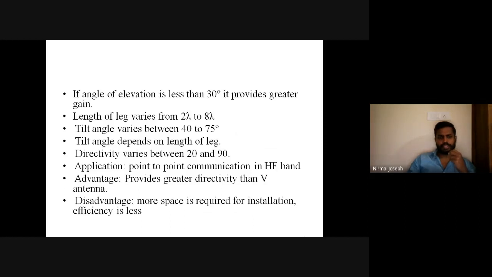Then some general points. If the angle of elevation is less than 30 degrees, it provides greater gain. That is a general characteristic of this antenna, the normal observation. The length of the leg varies from 2 lambda to 8 lambda, where lambda is the wavelength of the operating frequency. The minimum length of the leg should be 2 lambda and the maximum is 8 lambda. And the tilt angle varies between 40 to 75 degrees.